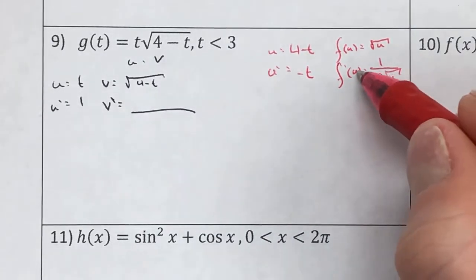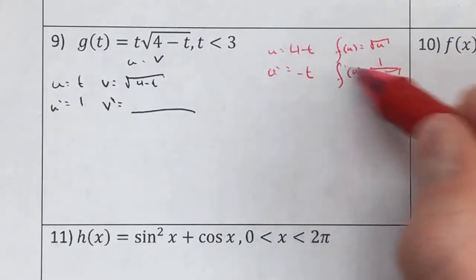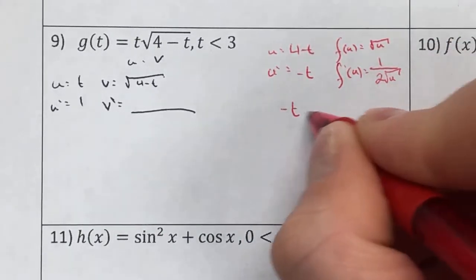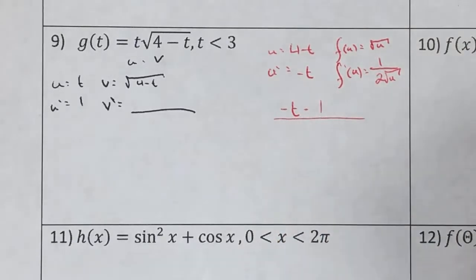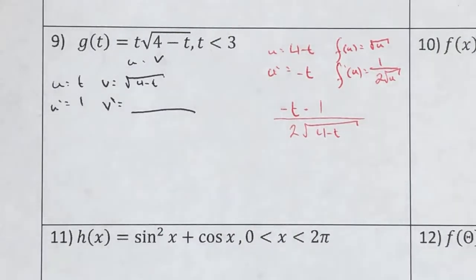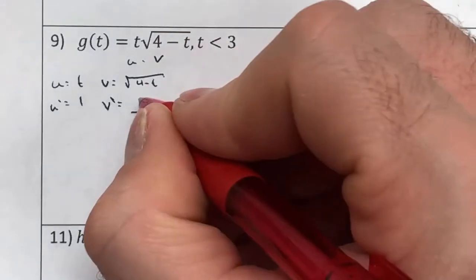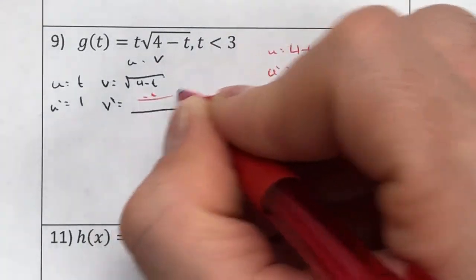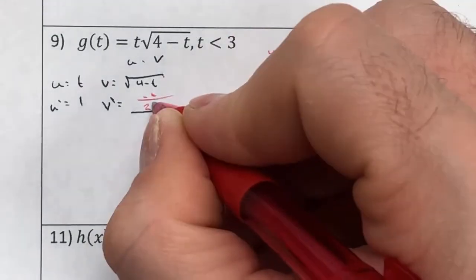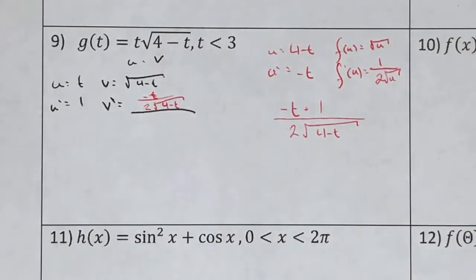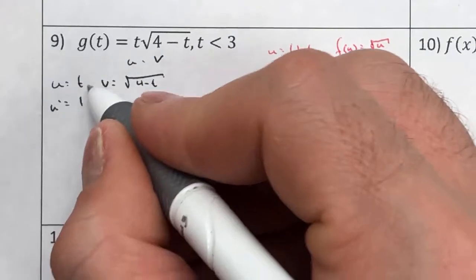So let's go ahead and take f prime of u, plug in our u, and multiply it times u prime. So negative 1, we're going to plug this in, so times 1 over 2 square root of 4 minus t. So it's times 1, so it's just going to be a negative 1 all over 2 square root of 4 minus t. Perfect. And so now we need to find the derivative. We're going to do our little cross.